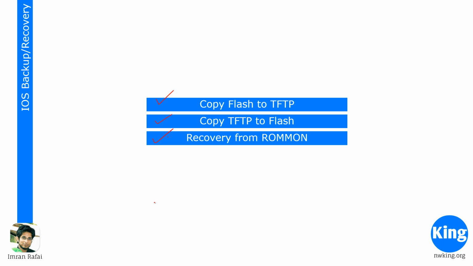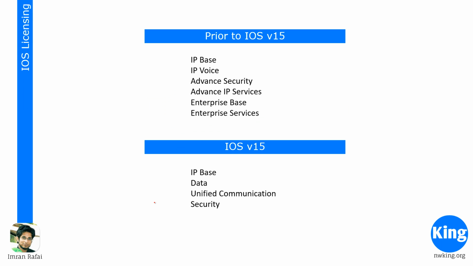How do we do backup, and how do we recover if there's no operating system at all? Next we're going to talk a little bit about IOS licensing. Now prior to IOS version 15, that was I think 12.4, from 12.4 they directly jumped to IOS 15. Don't ask me why, but that's what they did.